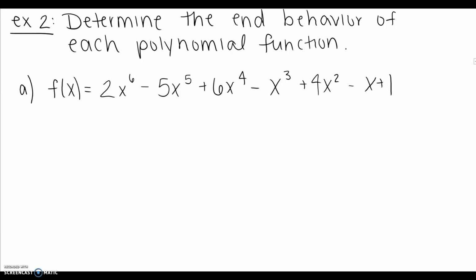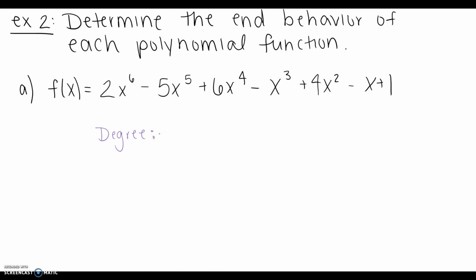Starting with A, f of x equals 2x to the 6th minus 5x to the 5th plus 6x to the 4th minus x cubed plus 4x squared minus x plus 1. So when we're determining the end behavior of a polynomial, you need to look for 2 things: the degree and the leading coefficient, and then we can use those to determine the end behavior. So looking at this equation, we should be asking ourselves, what is the degree?